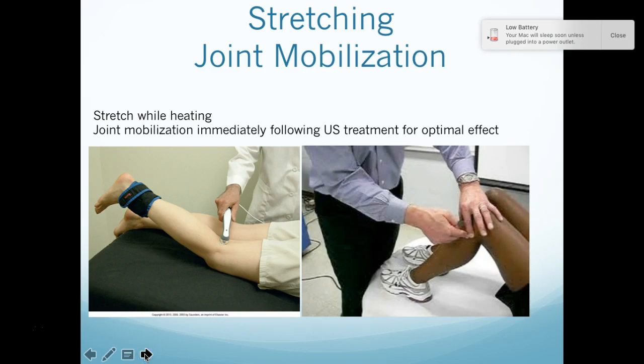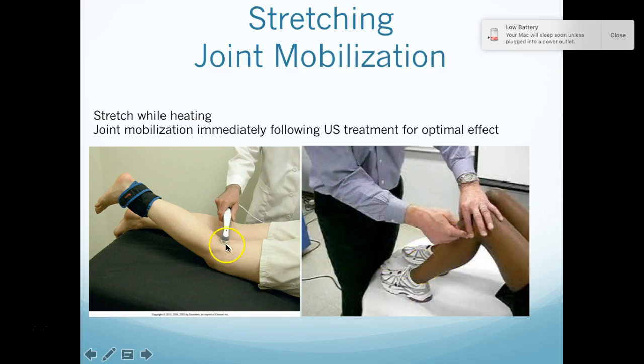So we talked about that, the heating effect only lasts for a certain amount of time. So we know with the 3 megahertz, it lasts about 4 minutes, and with the 1 megahertz, it lasts about 7 minutes. So we want to do those things that are going to help with that extensibility, optimally either while we're doing it or right immediately after.